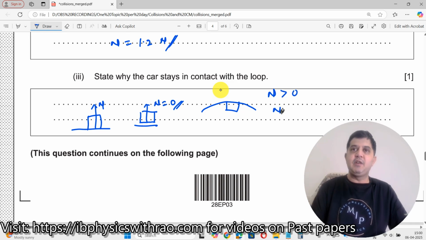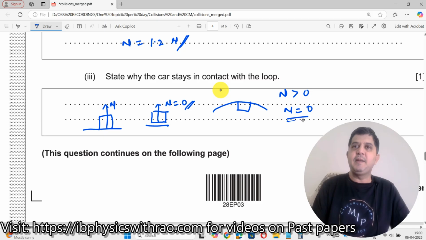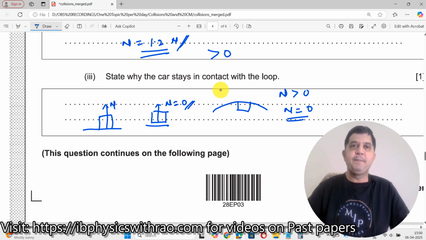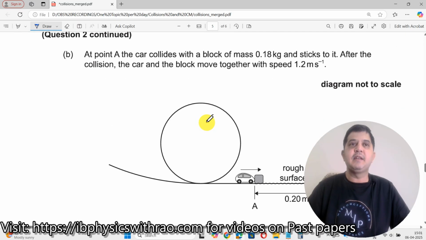But if it is equal to 0, that means the normal force is zero, that means the object was no more in contact with the loop over here. So what is the normal force we have got? 1.2 Newton, which is greater than 0. As a result of it, the car stays in contact with the loop. Okay. Next, let us move on to the next one.